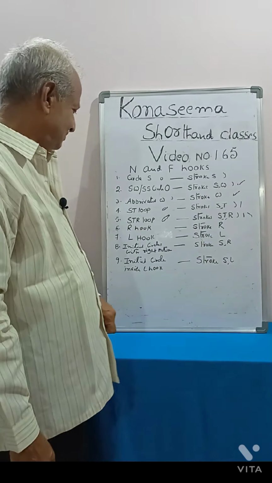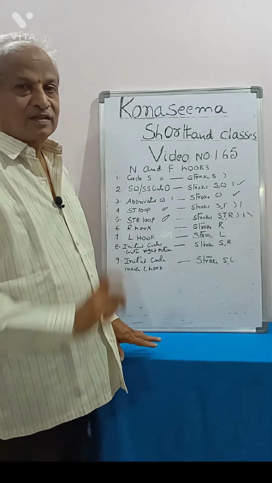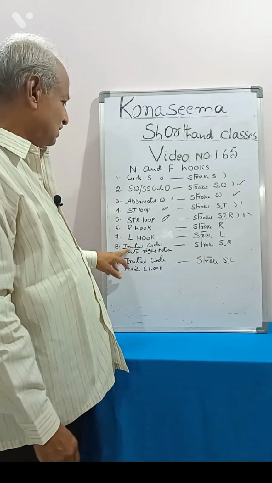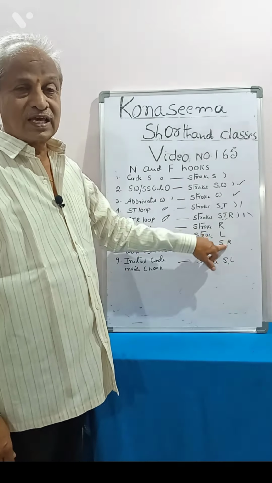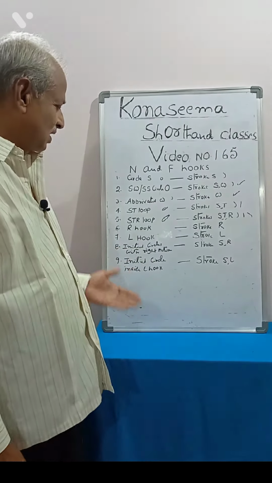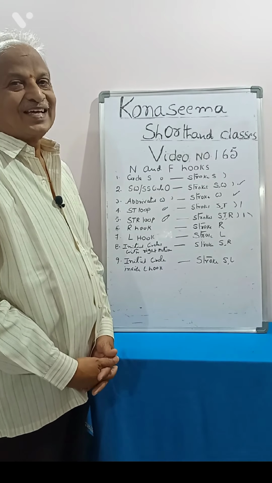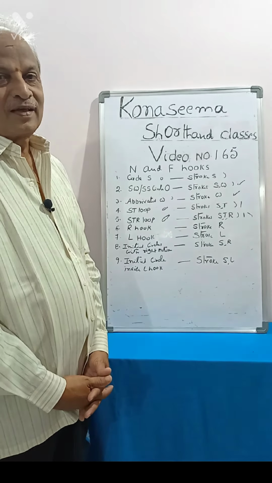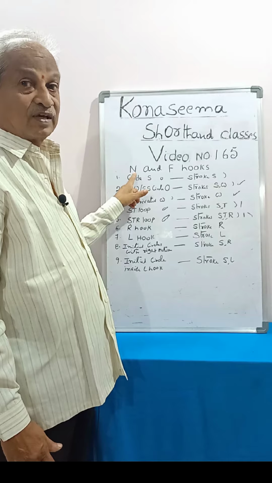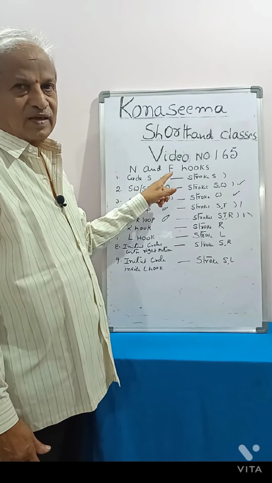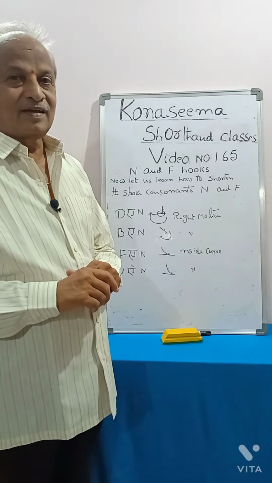consonant L. Like that, initial circles with right motion. If we write initially the circle with right motion, it adds S-R, instead of writing the stroke consonants S and R. In the same way, initial circle inside L hook, instead of writing stroke consonants S and L. Okay. Now we know about the indication of N hook and F hooks. How to shorten the stroke consonants N and F.